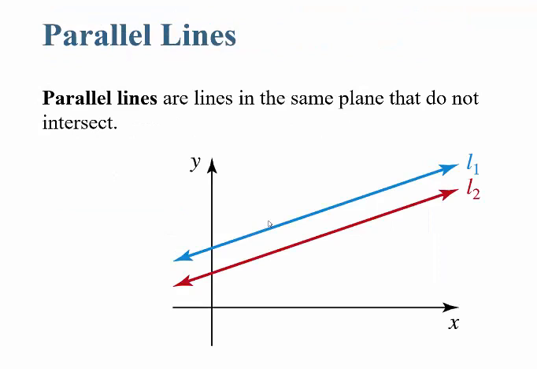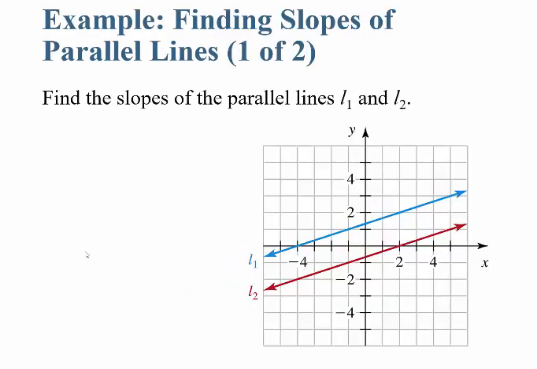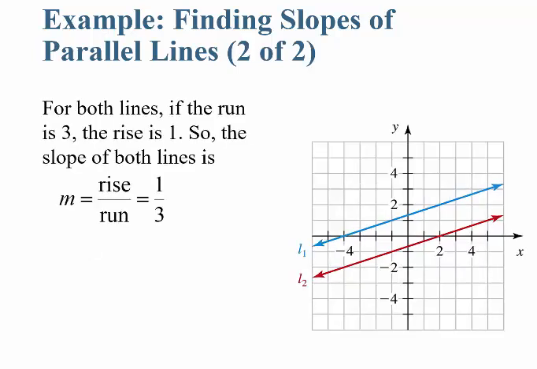Now let's talk about parallel lines. Parallel lines are lines in the same plane that do not intersect. So L1 and L2 are examples of parallel lines. They just go on forever in the same direction, but they will never cross. Let's take these two parallel lines here and find their slopes. What's unique about their slopes that makes it so they never cross?